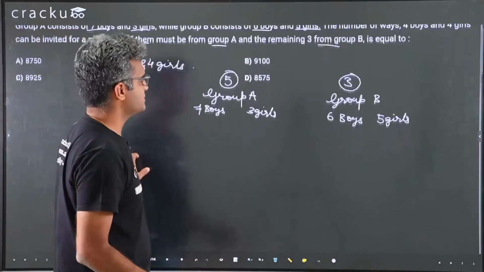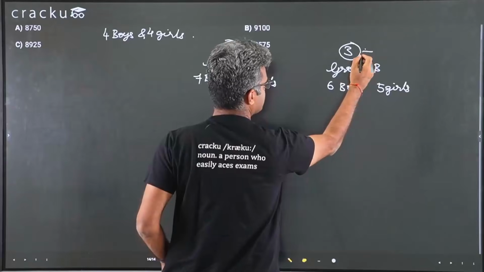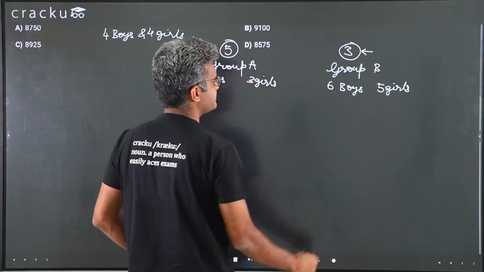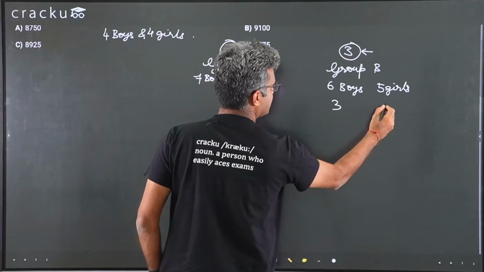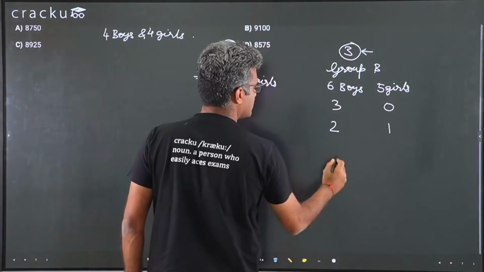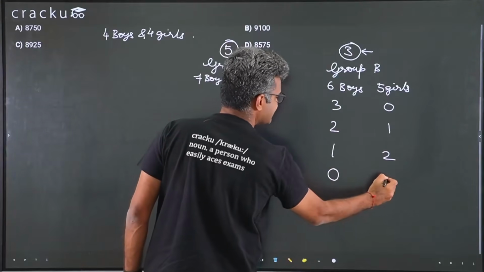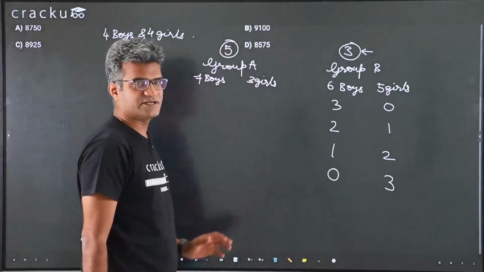So let us assume that the number of boys in group B, because the total number of people from group B is 3, it can be either 3 boys and no girls, or it can be 2 boys and 1 girl, or it can be 1 boy and 2 girls, or it can be no boys and 3 girls. These are all the cases that are possible.